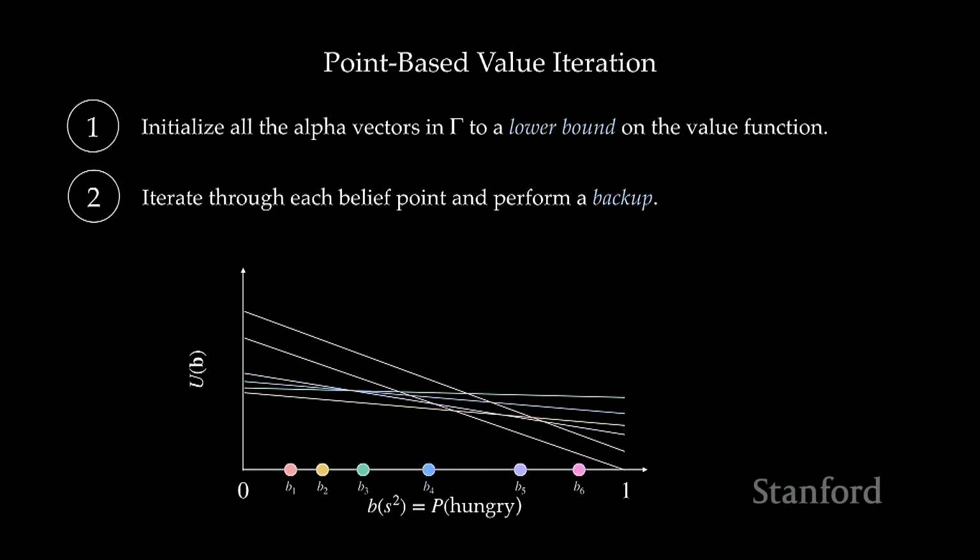Okay. So we're going to do this for a while. At every single iteration, we're going to go through the beliefs and all the alpha vectors that we have. We're going to perform a backup at every single belief. And then we'll just repeat this process, and we'll do it a whole bunch of times. So the alpha vectors will slowly move up from our lower bound. And then once we're done, the value function is just represented as the max of all of those.